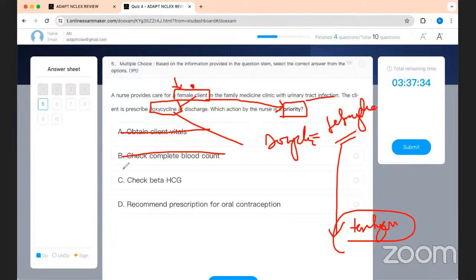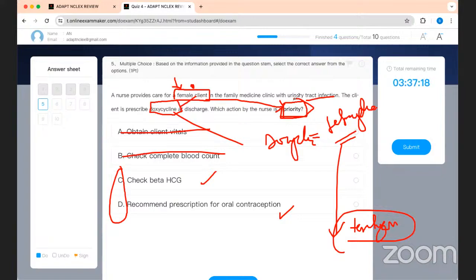Now, these are the 2 critical thinking questions. A lot of people will pick this. Which one do you think is the priority? That's why I told you to connect the dots. Which one is the priority, right?